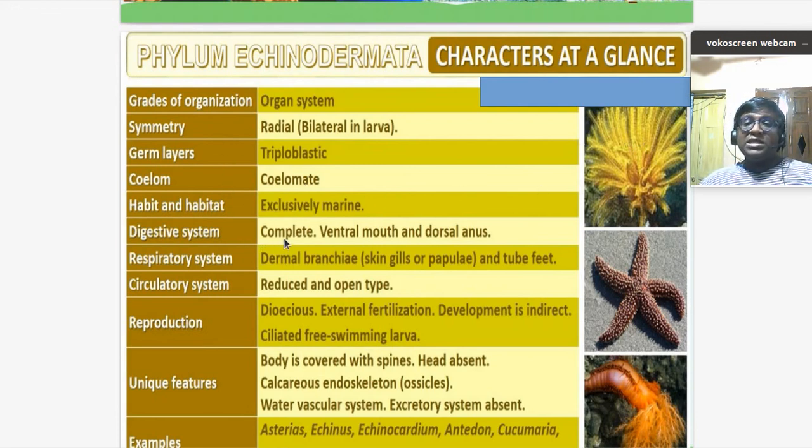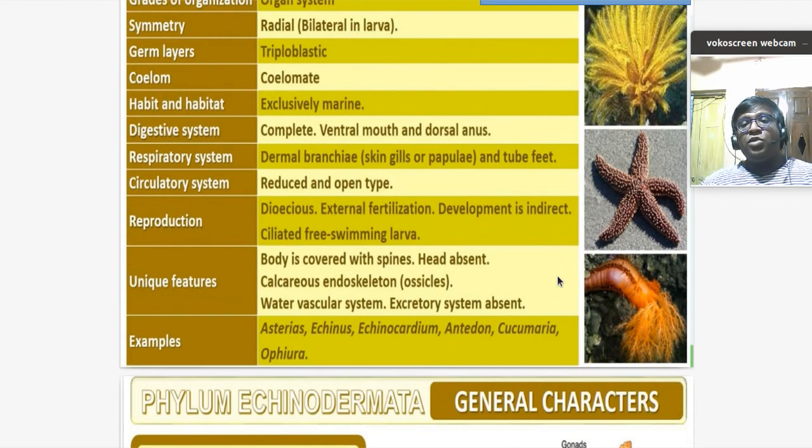The digestive system is complete. They have a ventral mouth and dorsal anus. So we have an oral and aboral surface. For respiration, they have dermal branchiae or papillae and tube feet. Dermal branchiae is nothing but skin gills. They are found on the skin. And the tube feet help in the respiration of these organisms.